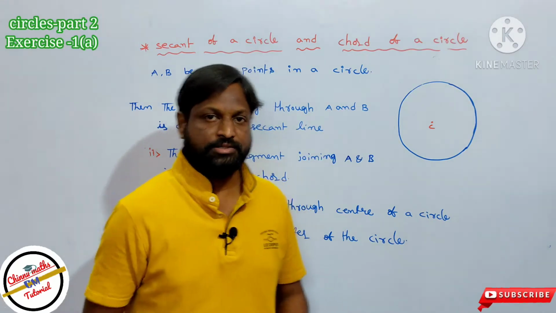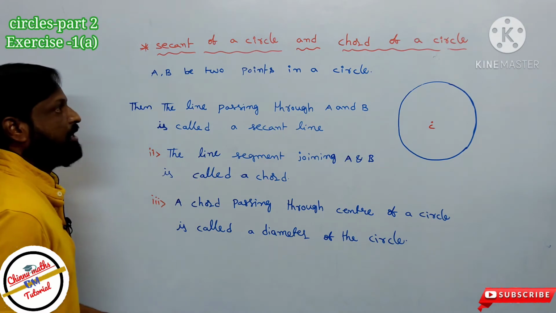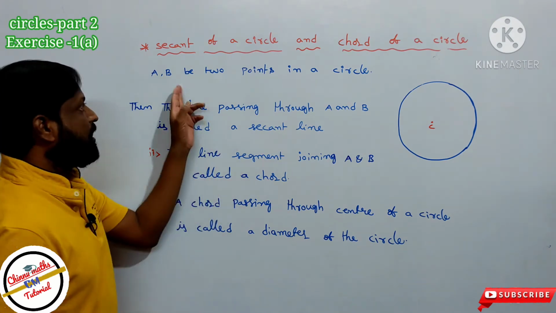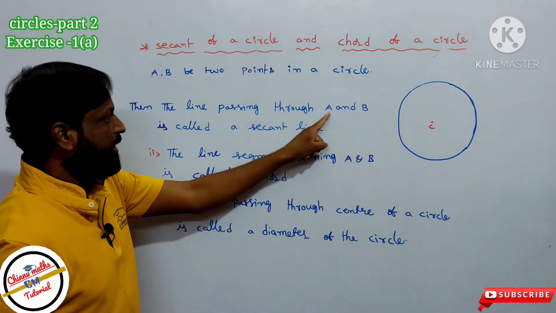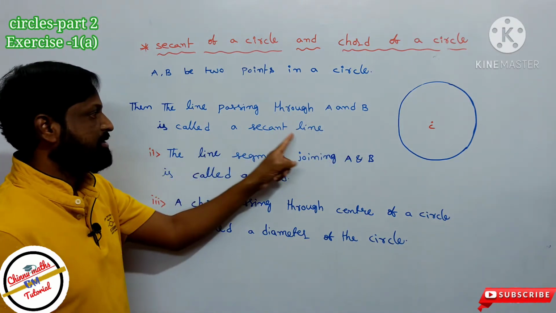Thank you. We discuss the next definition: secant of a circle and chord of a circle. A, B are 2 points in a circle. Then the line passing through point A and point B is called a secant line.